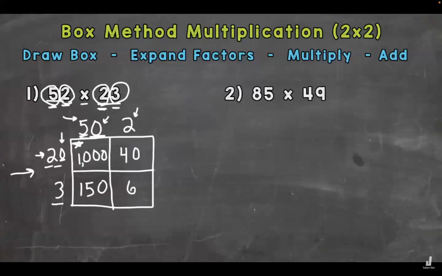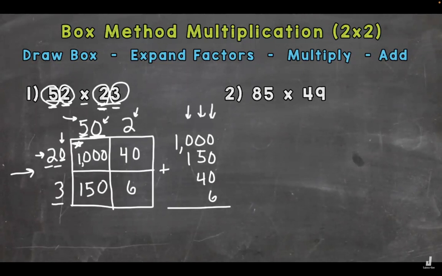So we multiplied everything and now we are ready to add in order to get to the correct answer here. So we can do 1,000. I like to go greatest to least here. So 1,000 plus 150 plus 40 plus 6. Make sure you have all of your places lined up. Ones, tens, hundreds, thousands. Everything's lined up.